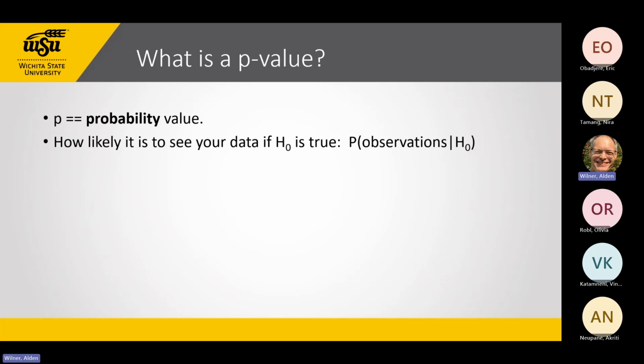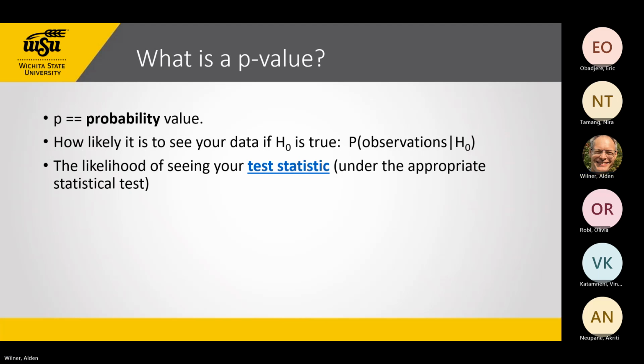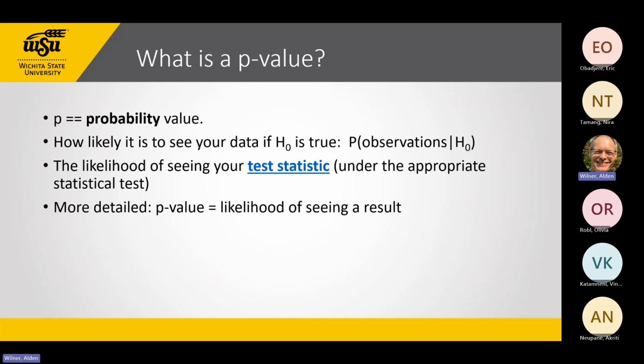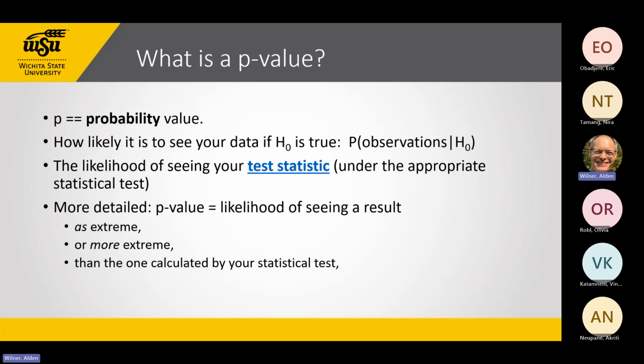What is a p-value? It stands for probability value. How likely is it to see the data that you collected if the null hypothesis is true? The probability of your observation given the null hypothesis. Conditional probability, right? The likelihood of seeing your statistic under the appropriate statistical test. More detailed, the p-value is the likelihood of seeing a result as extreme or more extreme than the one calculated by your statistical test, assuming the null hypothesis is true.